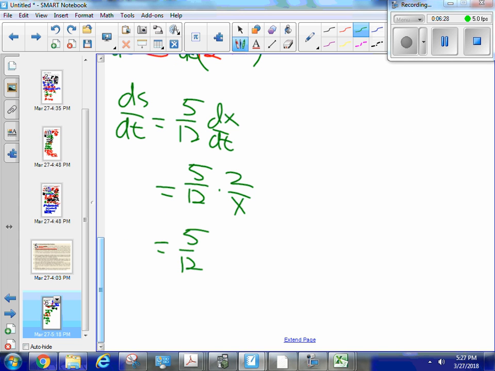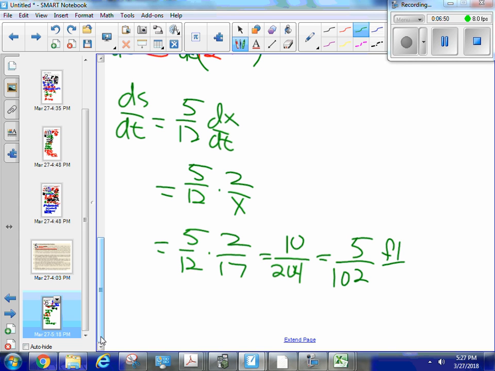So it is equal to 5/12 times 2 over 17, which is equal to 10 divided by 204, or I can simplify that, I can divide this by 2, as 5 over 102 feet per second. That is ds dt.